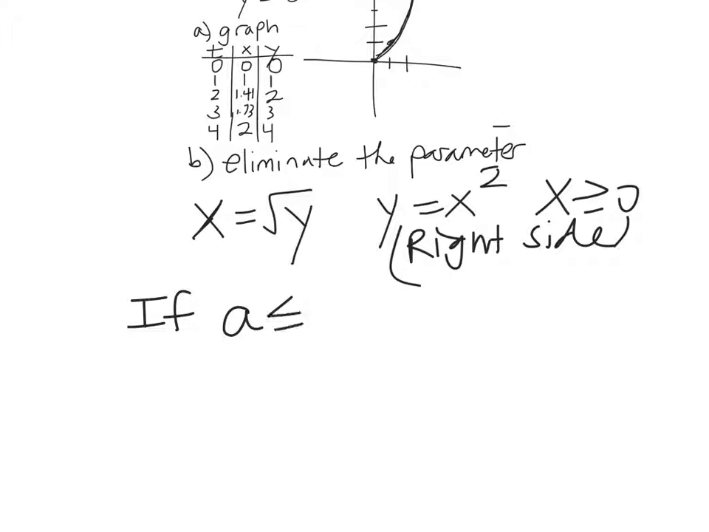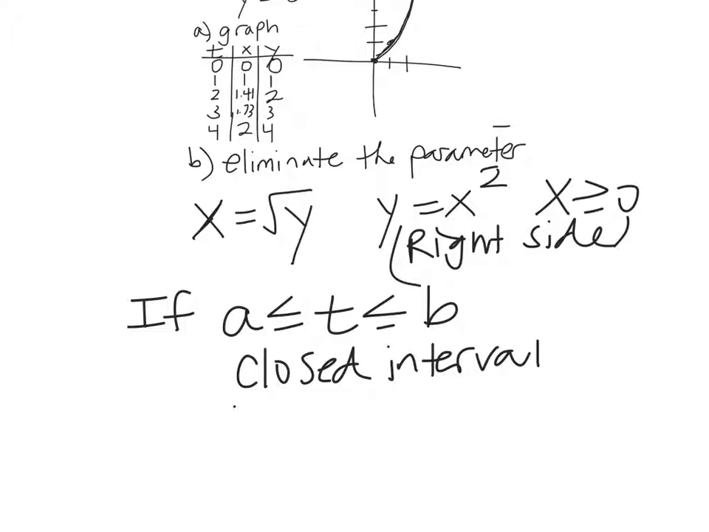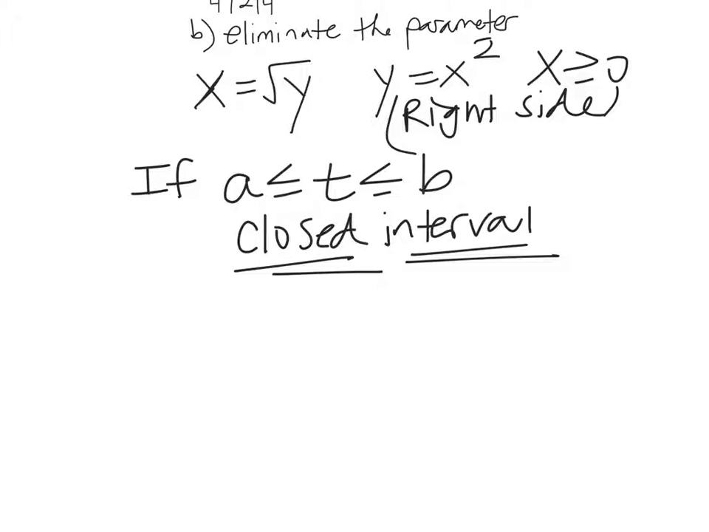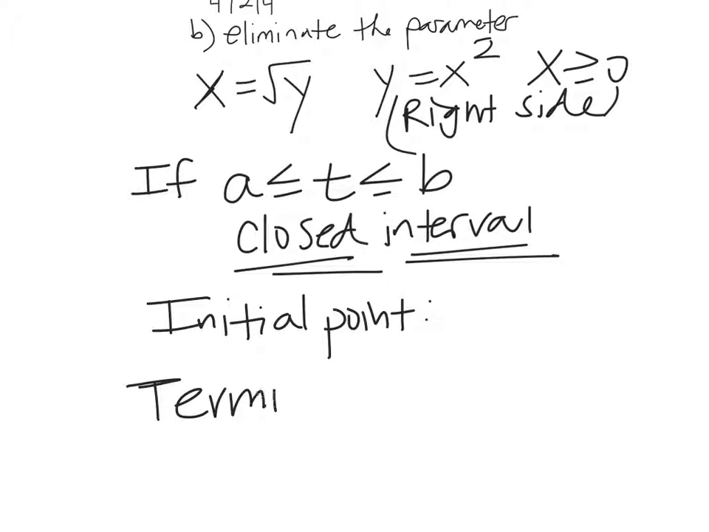Now, if A is less than or equal to t is less than or equal to B, so if t is between A and B, we say that your graph is on a closed interval. And if your graph is on a closed interval, then it's going to have an initial point, and I'll tell you what that initial point is. And it's also going to have a terminal point. So if t is from A to B, it has a starting point and an ending point.